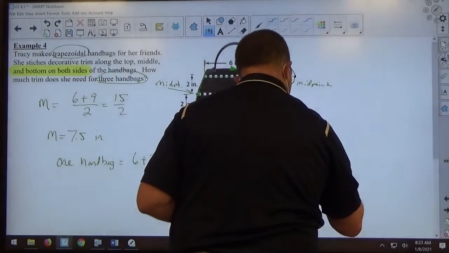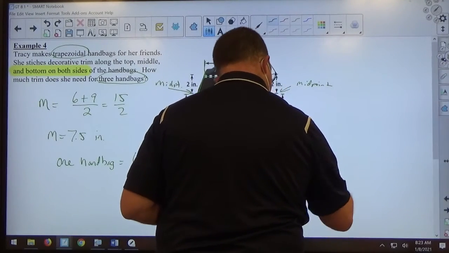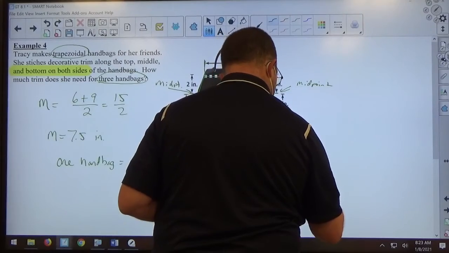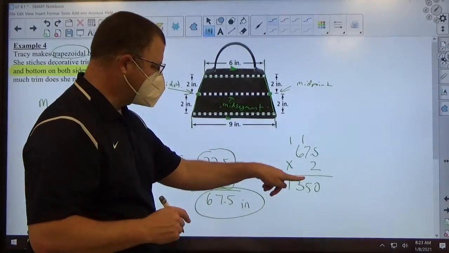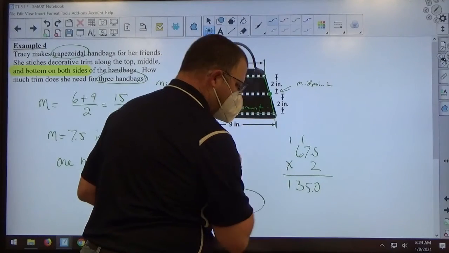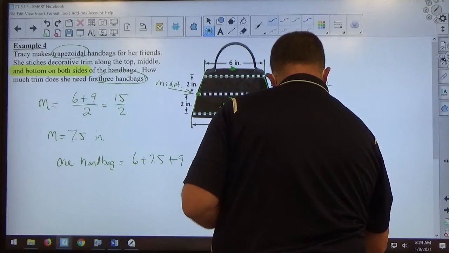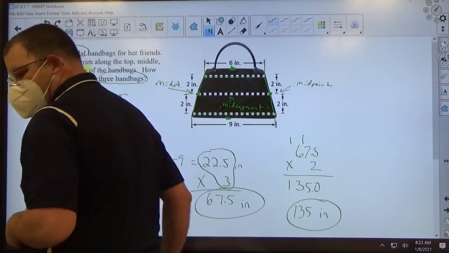So 67.5 times 2. 0 carry the 1, 5 carry the 1, 1350. So again, decimal multiplication. And 1 decimal place in the product means that we get 1 decimal place. So 135 inches of trim would be necessary to make all 3 handbags.